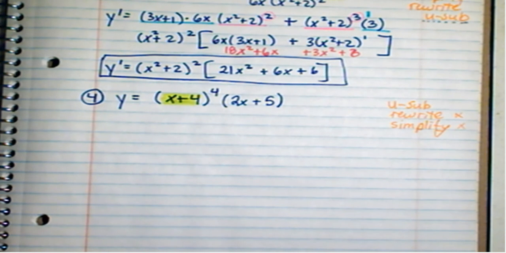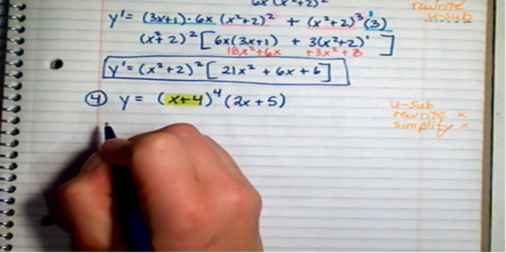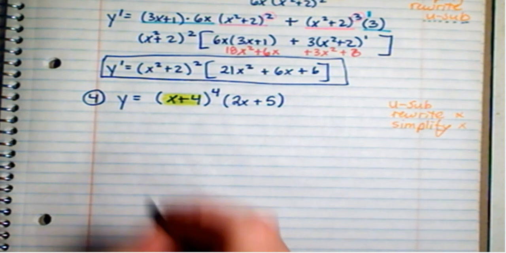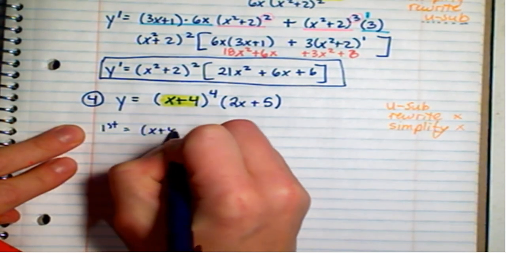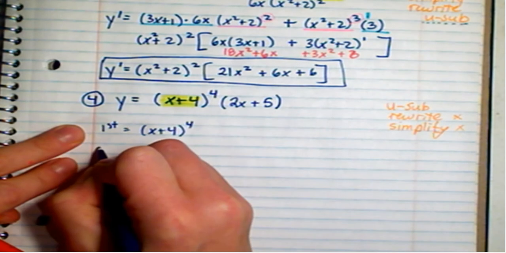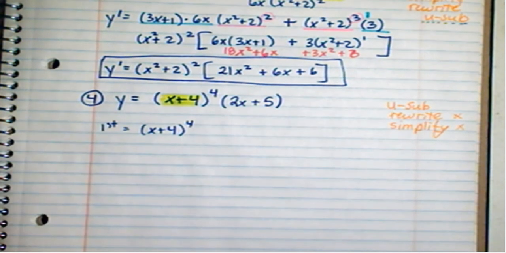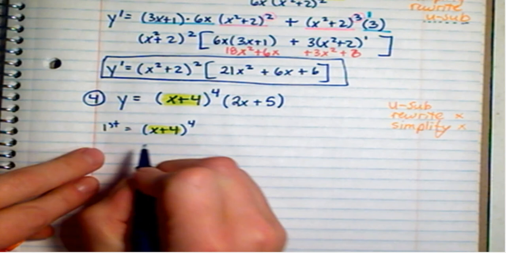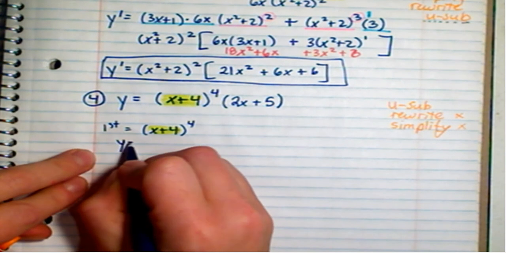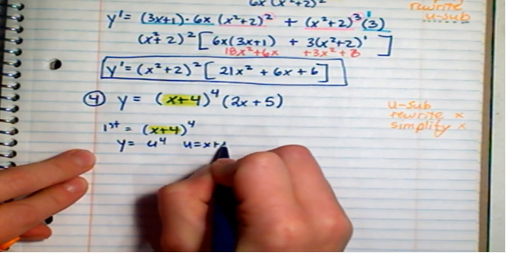Oh, I see it. But notice how you didn't highlight everything. You've got this piece left over here. That makes it a product rule. Okay? And so we're going to start with the first. When I get to the derivative of the first, that's where you're going to end up with the chain rule. Okay, so y equals u to the fourth, where u equals x plus 4.